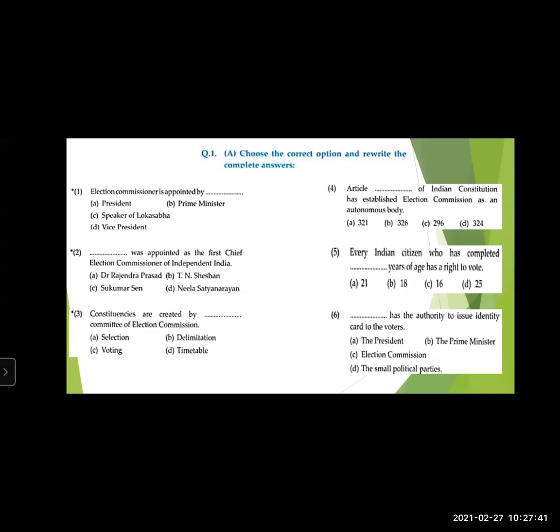The next question: Article Dash of the Indian Constitution has established the Election Commission as an autonomous body. So the options are Article 321, 326, 296, or 324. The correct answer is Article 324. Then every Indian citizen who has completed dash years of age has a right to vote. Is it 21, 18, 16, or 25? The correct answer is 18. Then dash has the authority to issue identity cards to the voters. Options are the President, the Prime Minister, Election Commission, the small political party. The correct answer is Election Commission.